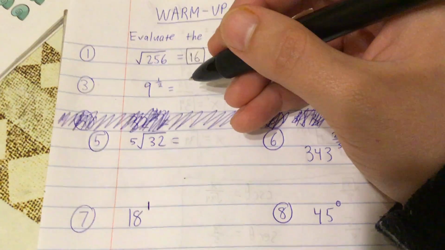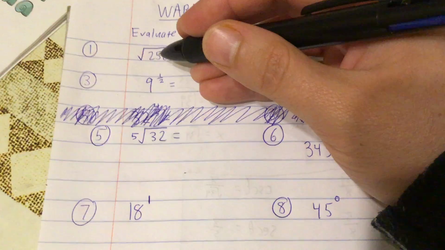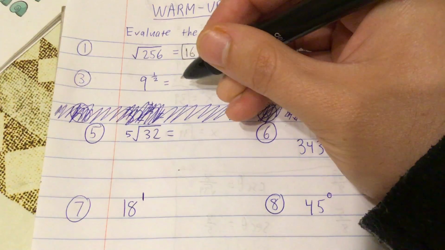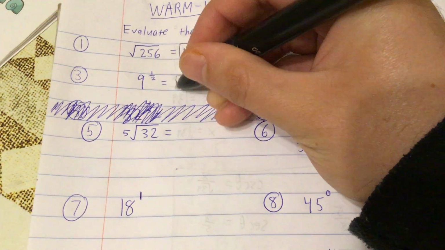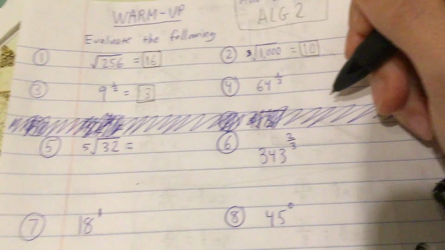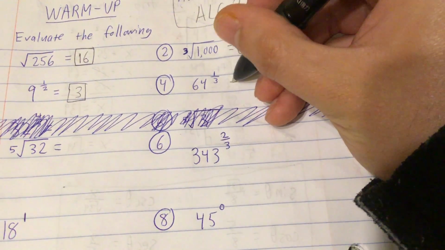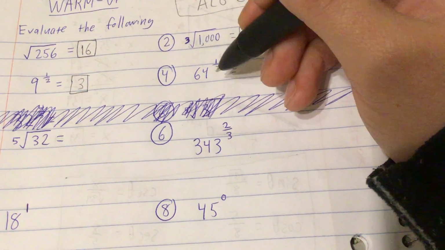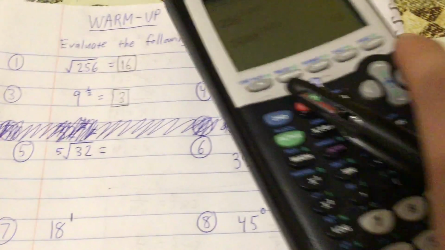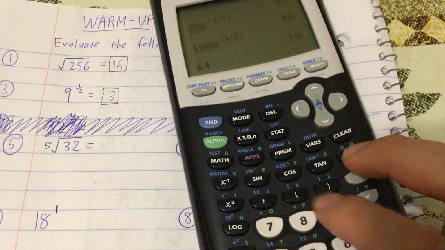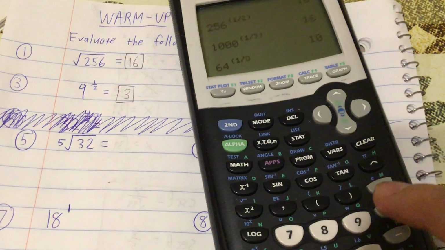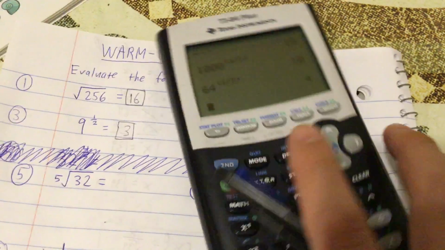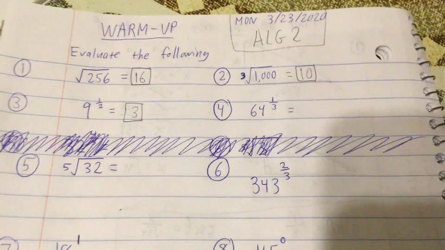Number 3, 9 to the 1/2 power. The 1/2 power is exactly the same as the square root. So let's just think about this. The square root of 9 is in fact 3. Looking at number 4, 64 to the 1/3 power is the same thing as taking the cube root. If I take 64 to the 1/3 power, I think it's 4, and it is. 4 times 4 times 4 is in fact 64.